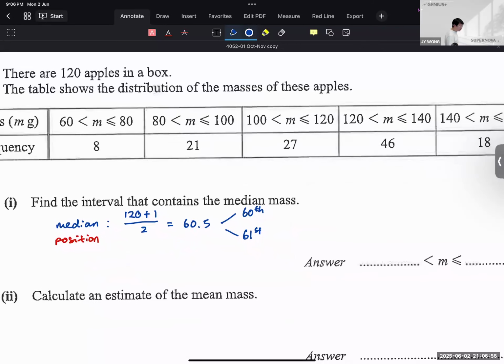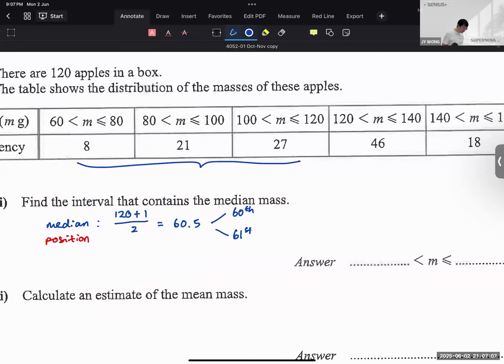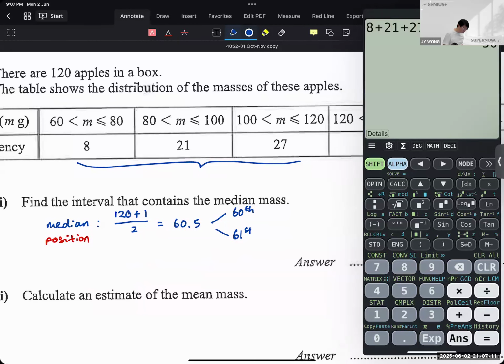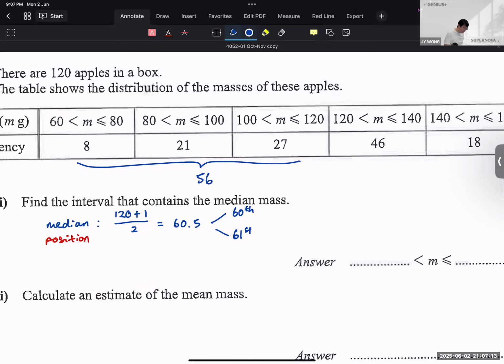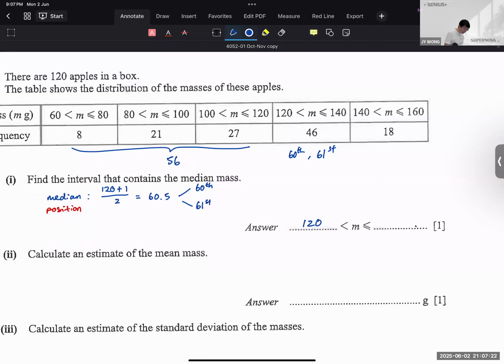In this case, does it make a difference? No. Both the 60th and 61st apple lie in which range? You should be able to add up this part here. 8 plus 21 plus 27 is equal to 56, right? So here is 56 apples. That means this must be your 60th and 61st must both be here for sure, right? And therefore the median interval is 120 to 140.